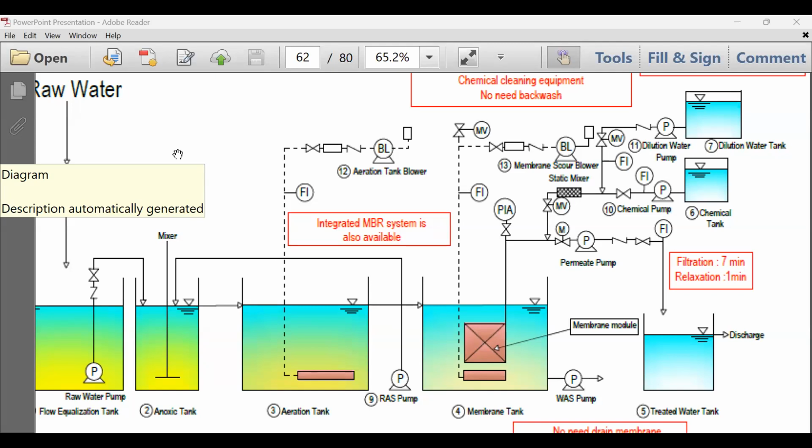Then aeration blower. This is the blower used to supply air for biological processing to the aeration tank. Select the blower based on the volume of oxygen required for biological processing, water depth, and diffuser properties.